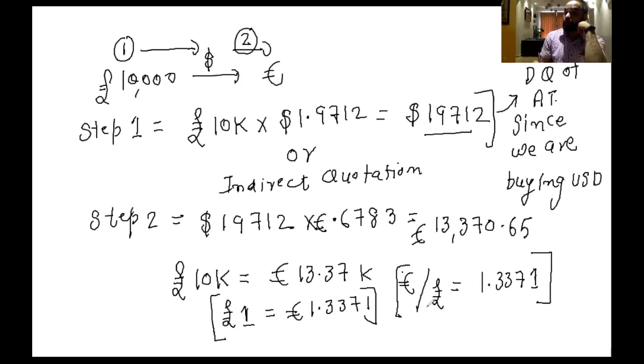European term. So what will be American terms if this is European terms? One divided by 1.3371. No, this is not European terms. This is American terms. Why is it American terms? Because we are estimating this number using American terms. So this exchange rate will be American terms.